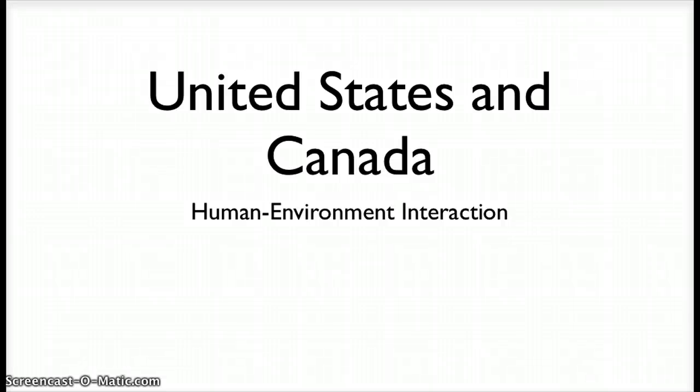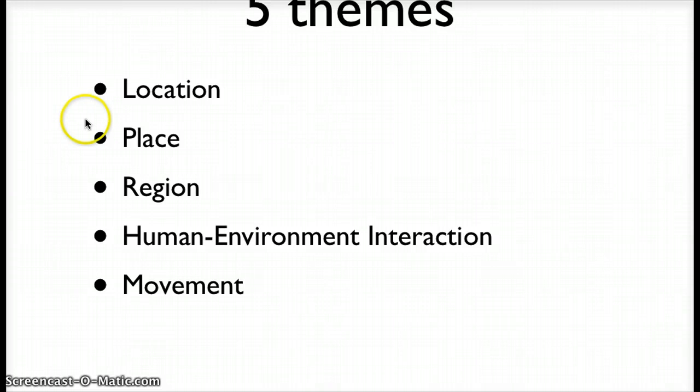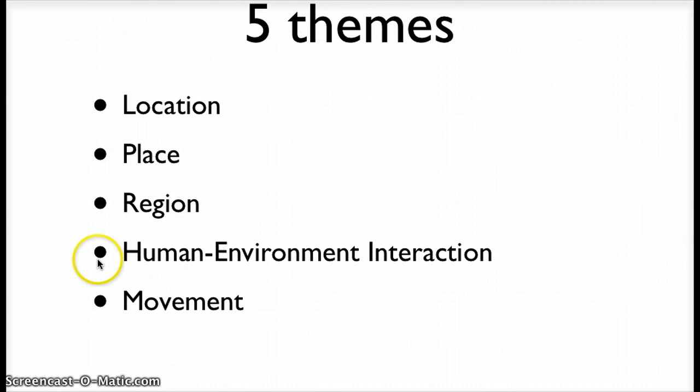If you can think back to the first week of school, we talked about the five themes of geography. The five themes of geography are location, place, region, human environment interaction, and movement. And I told you during that week that we were going to come back to these five themes when we got to talking about specific places on our Earth.